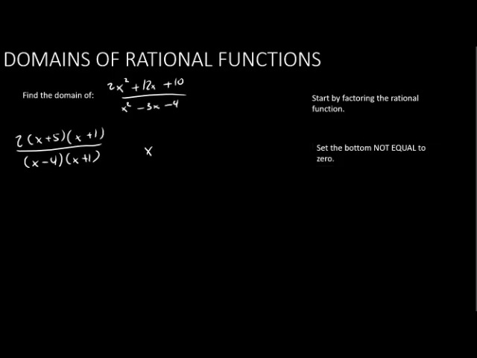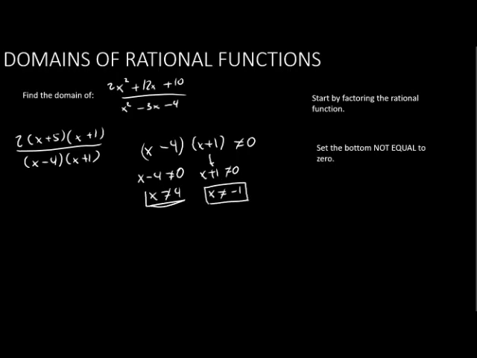Therefore, we'll say x minus 4 times x plus 1 is not equal to 0. If we solve each piece, we'll have x minus 4 not equal to 0, which gives us x not equal to 4. And if we solve the second piece, we'll have x plus 1 is not equal to 0, which means x cannot equal negative 1. Remember that these points will be open circles on our number line. When we draw our number line, we will place open circles at both of those positions for the not equal.